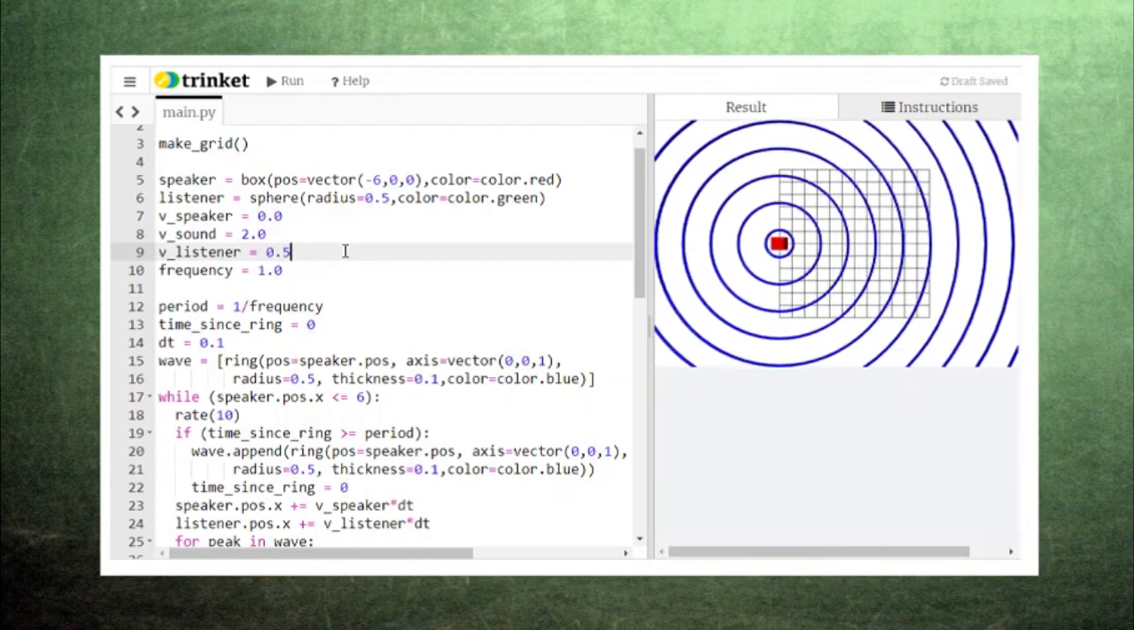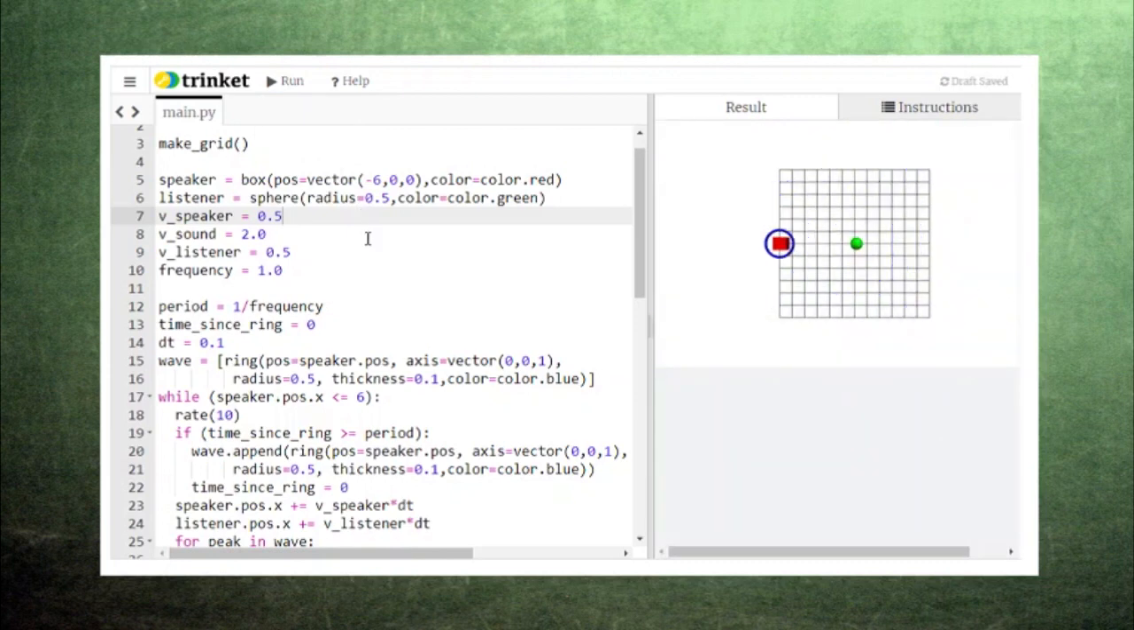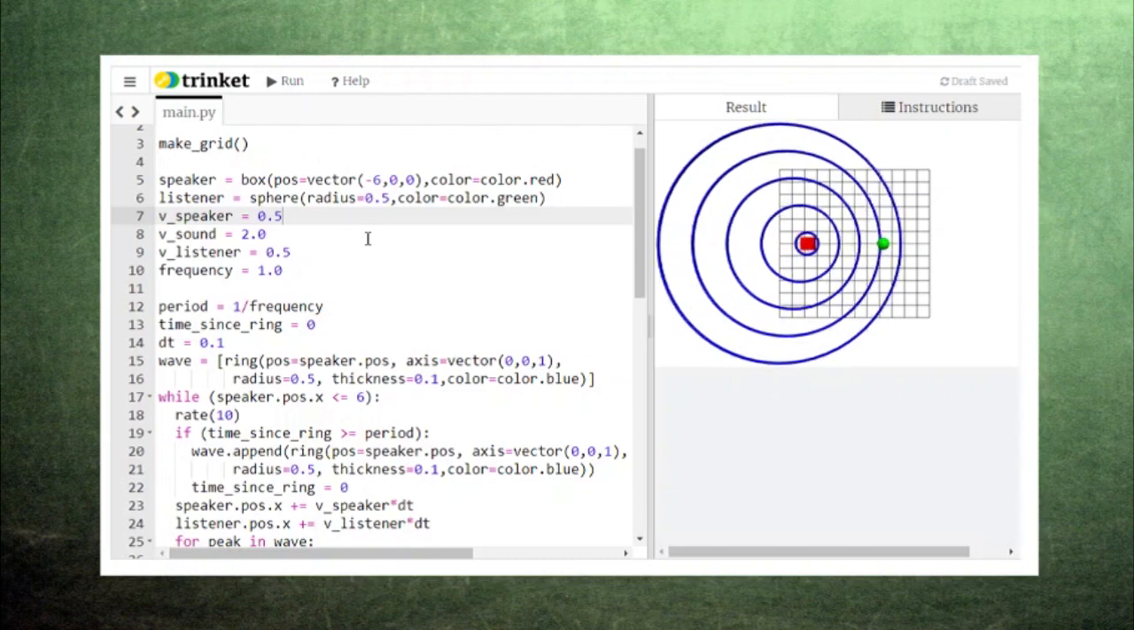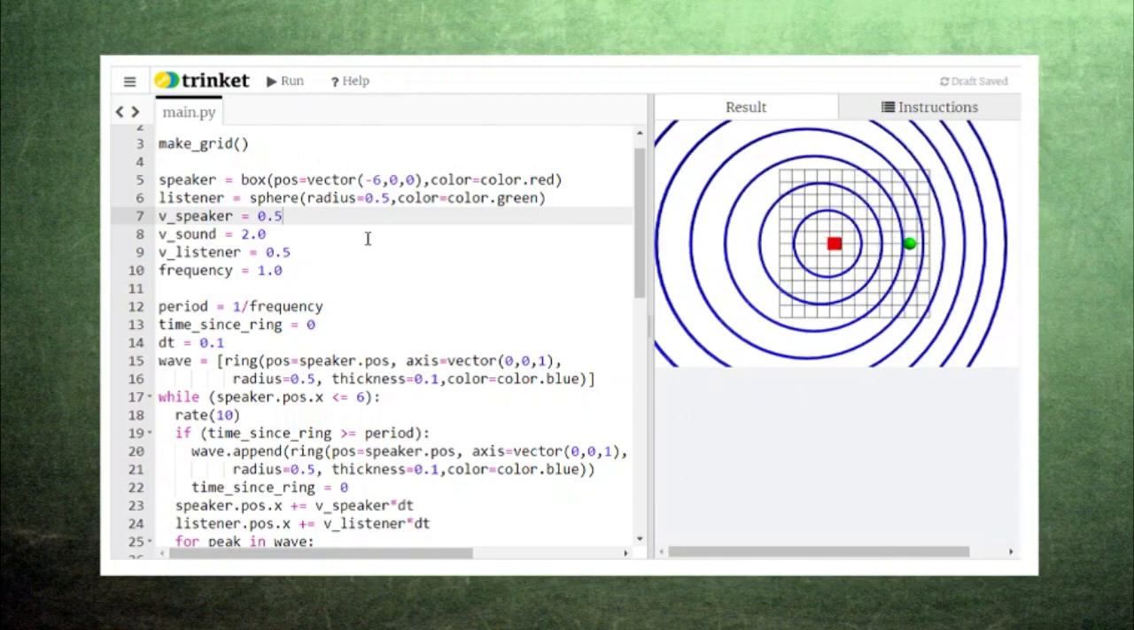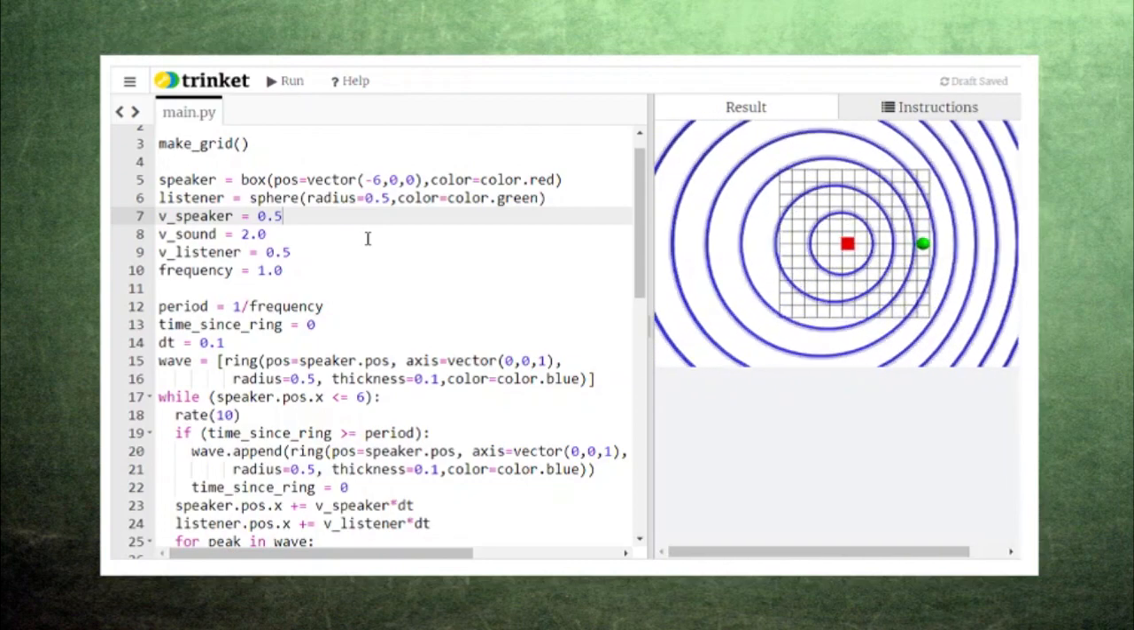And of course, the Doppler effect happens in full force when the speaker and listener are both moving. In fact, if the speaker and listener are moving at the same velocity, the Doppler effect is canceled out entirely and the listener experiences the original frequency of the wave.